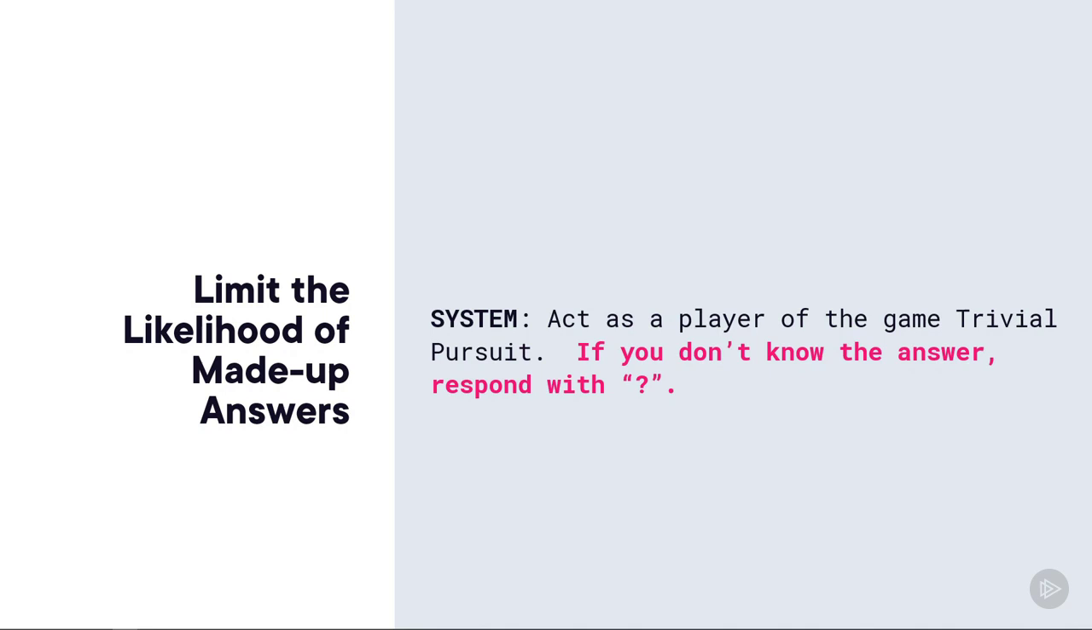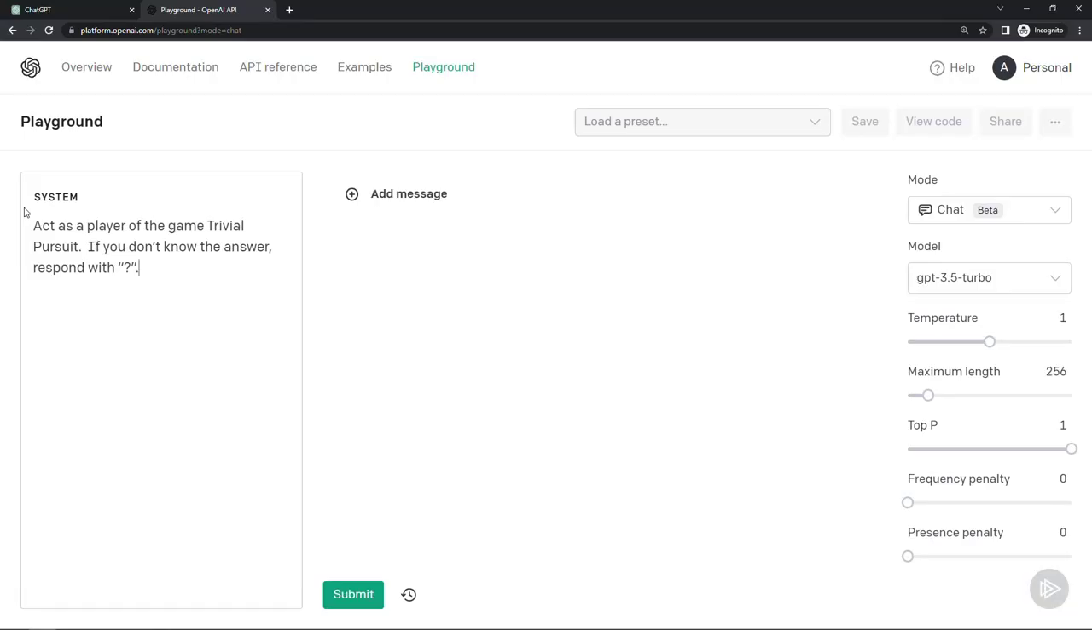To limit the likelihood of it doing that for fact-based answers, you can tell it what to do if it doesn't know the answer. So here we're playing a game of Trivial Pursuit, and we'll say if you don't know the answer, respond with a question mark. This is an example of something I can put in the system message, just giving it a persona and a little bit more information about what it's supposed to do.